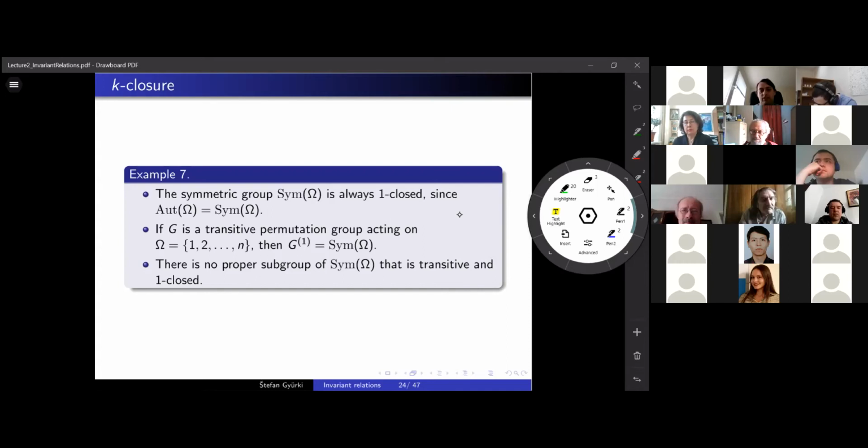On the other hand, if I am taking a transitive permutation group on the set 1 to n, and let's imagine now that G is a proper subgroup of the full symmetric group on the set omega, then clearly the only orbit I have is the full set omega, and we have already seen that the automorphism group of this set is the full symmetric group. So in that case, G is a proper subgroup of its 1-closure, therefore a transitive permutation group which is not the full symmetric group cannot be 1-closed. That means that no transitive proper subgroup can be 1-closed in the symmetric group. I hope this is clear. So this is what concerns k equals 1.